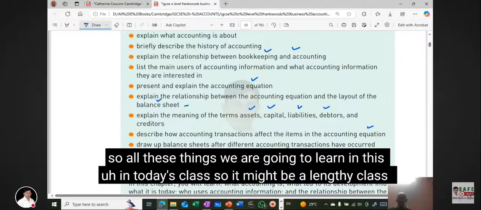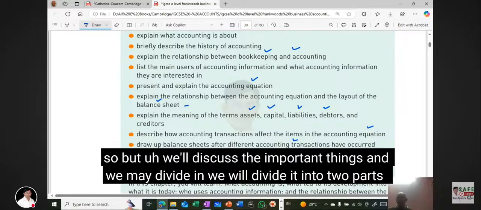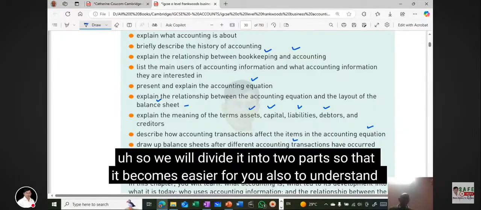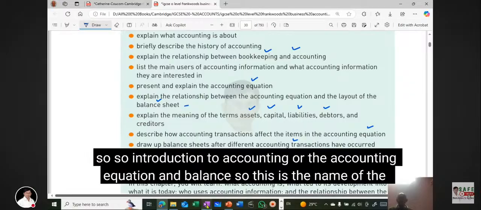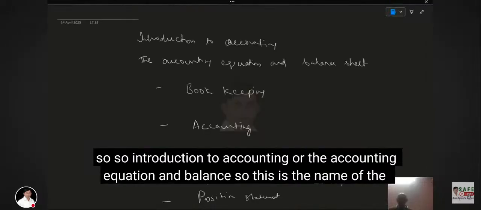So all these things we are going to learn in today's class. It might be a lengthy class, but we will discuss the important things, and we will divide it into two parts so that it becomes easier for you to understand, grasp, and even revise. So we'll start with the introduction to accounting, the accounting equation and balance.